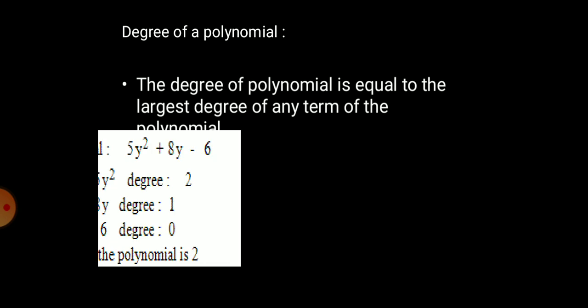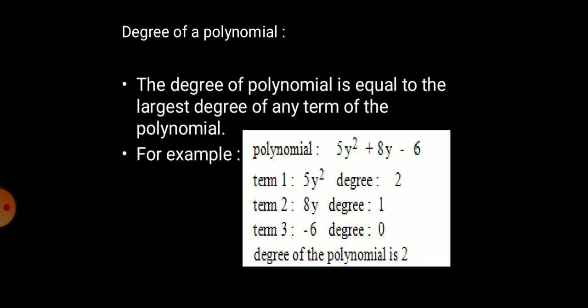For example, suppose we have a polynomial 5y square plus 8y minus 6. What is the first term? 5y square. What is its degree? 2. What is the second term? 8y. What is its degree? 1. What is the third term? Minus 6. Constant. Degree of a constant is 0. Out of 0, 1 and 2, which is the largest? 2. So, the degree of this polynomial is 2.